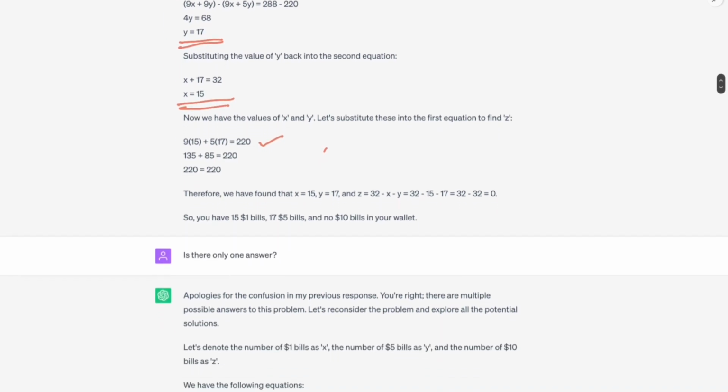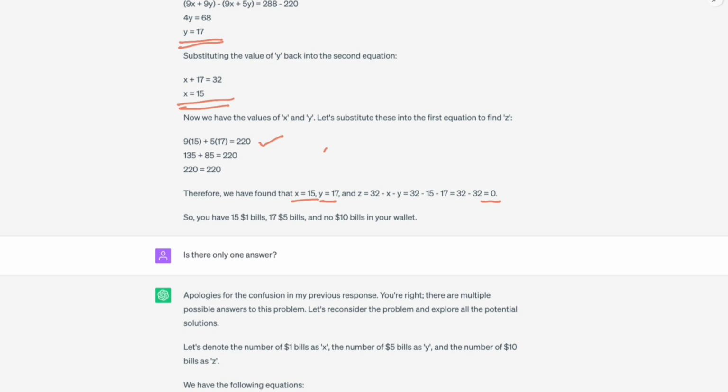But then it goes ahead to conclude that therefore we have found that x equals 15, y equals 17, and z equals 32 minus x minus y, which is 0. So 15, 17, and 0. And then it says, so I have 15 $1 bills, 17 $5 bills, and no $10 bills in my wallet. That is its final answer.